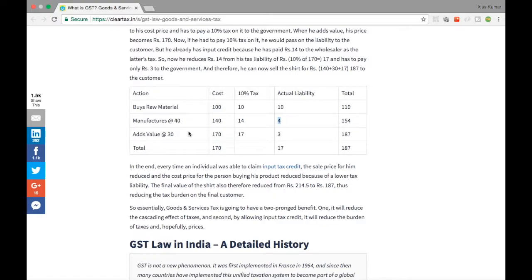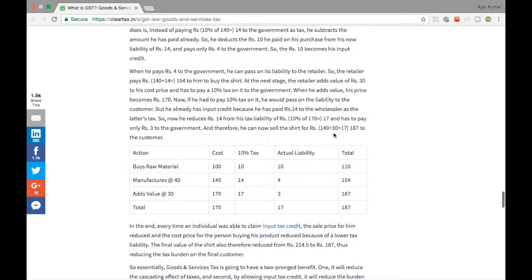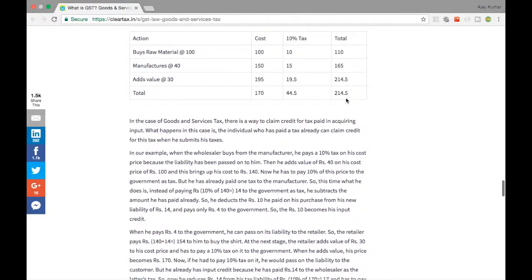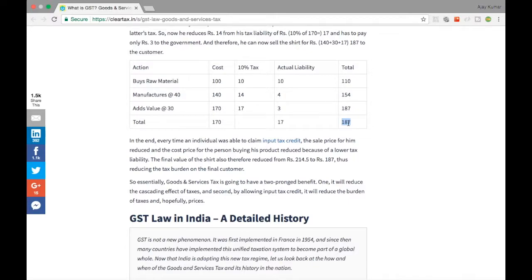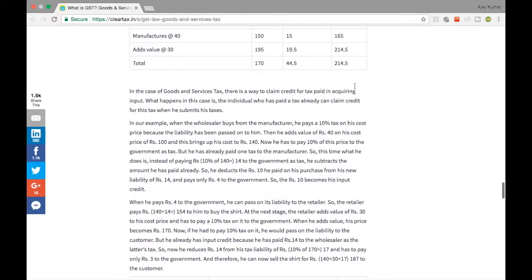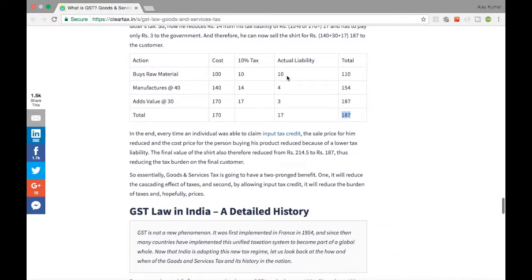Same way for the next value addition. For example, let's say he's adding a label, a value addition of 30 rupees, and the tax for that is 17. The tax already paid is 14, so he has to pay only 3 rupees tax. That is how the change happens in GST versus the previous regime. If you notice, previously the same product would have been shipped at 214 rupees 50 paise, and now it is 187 rupees. So the tax has got reduced because the tax is no longer accumulated.